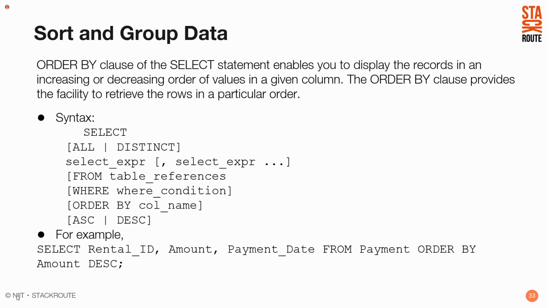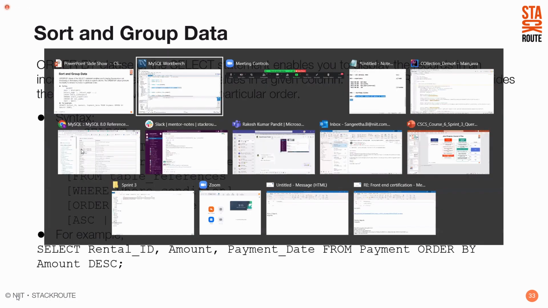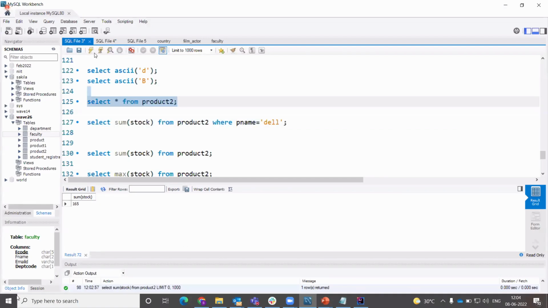In order to sort in alphabetical order, ascending order, or descending order, we will use the technical term called order by. Order by, along with the select statement, will display the records in whatever order, increasing order or decreasing order. So select star from product.